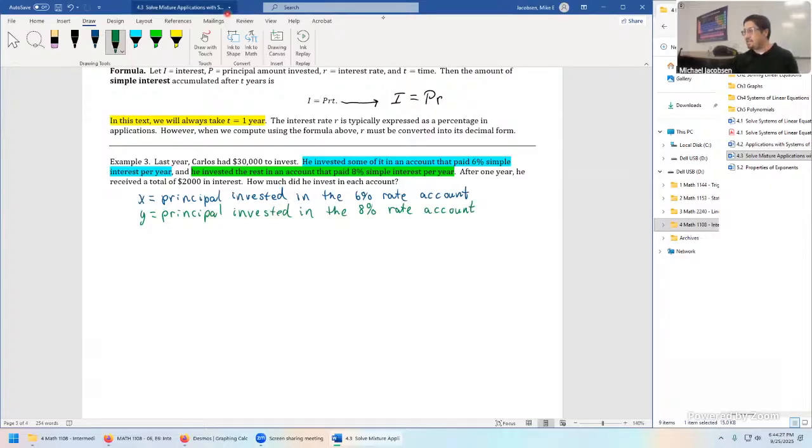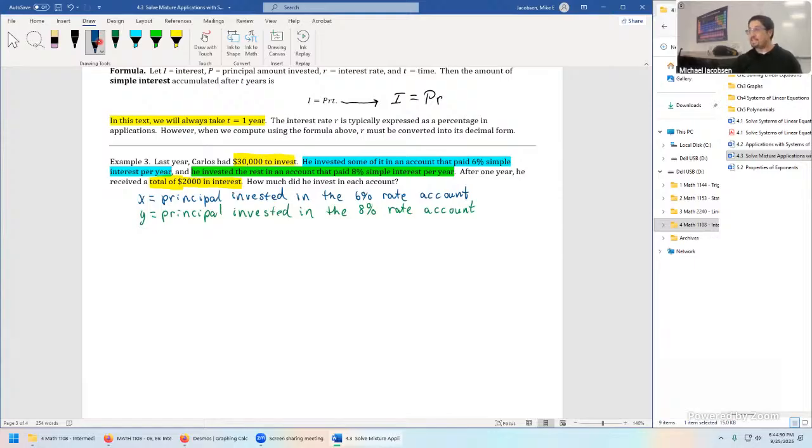So two quantities down, and we have other information. We're told Carlos has 30,000 to invest. And that's a total, that's the total investment. And after 1 year, he received a total of 2,000 in interest. That's, well, another one. I mean, they literally said total here. This is the total interest earned.